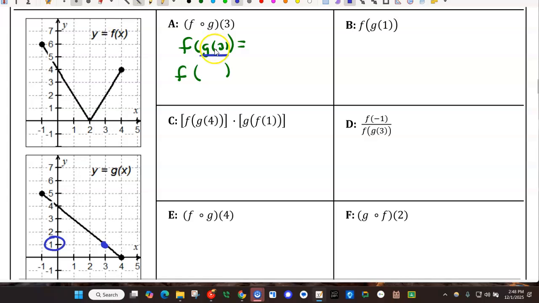So I'm going to replace g of 3 with 1. And now you have the second question. So what is f of 1? So you go to f, and you look to 1 right here, and you get an answer of 2. So a two-step process using both graphs for each one.